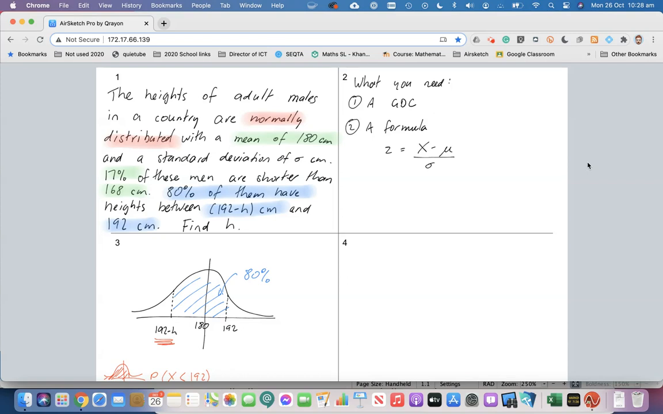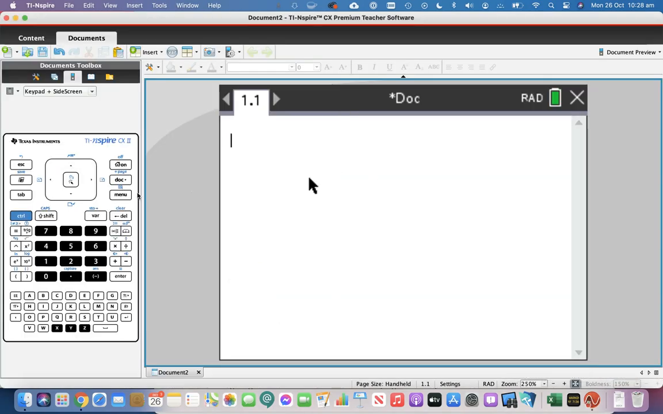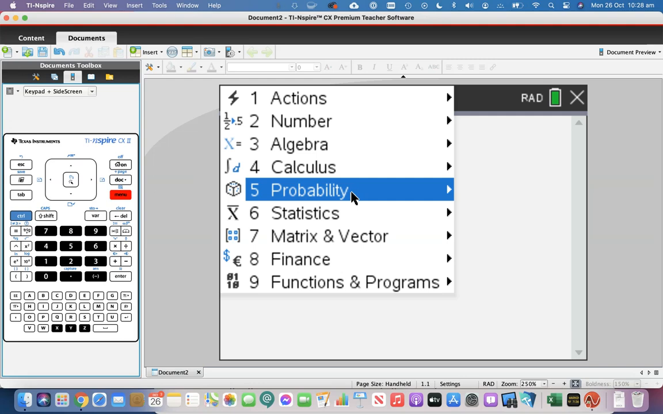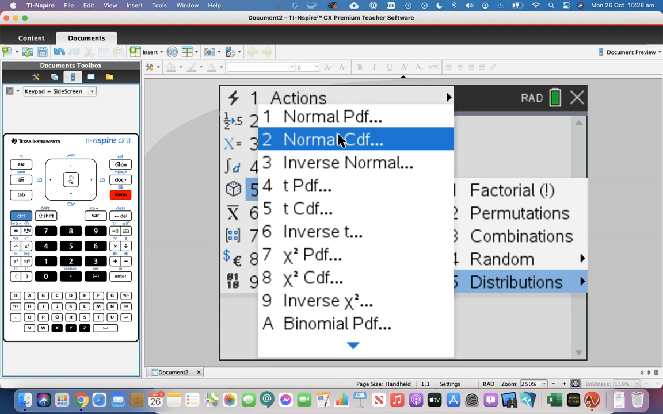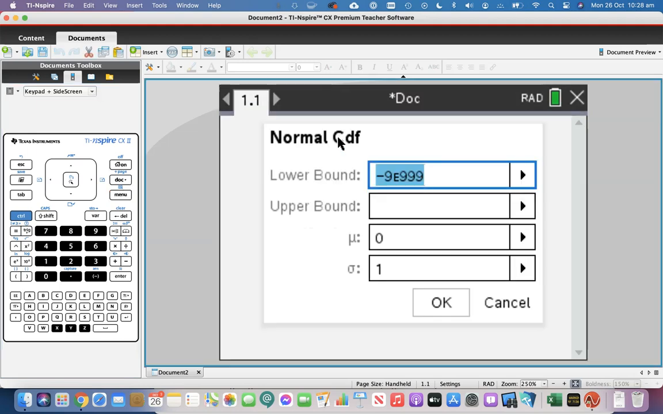Okay, so I've got a bit of an approach here. What else do I know? All of this relies on me knowing exactly what sigma is, and I don't know what sigma is. If I knew sigma, then I'd go into my calculator, go to menu, probability, distributions, and use normal CDF, cumulative distributed frequency. I can use a lower bound of negative infinity, and an upper bound of 192.